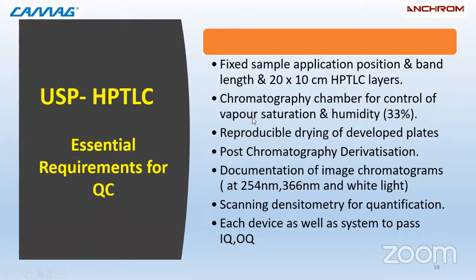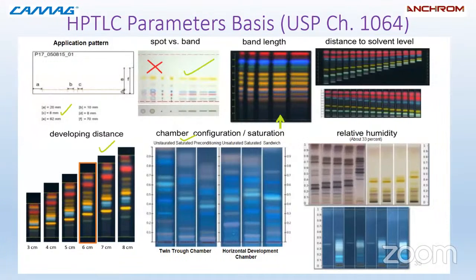Okay, I'll continue. And one can use a scanner for quantification, and each of these devices is IQ, OQ, and PQ qualified. Now this chapter, United States Pharmacopoeia chapter 1064, talks about parameter selection explanation.